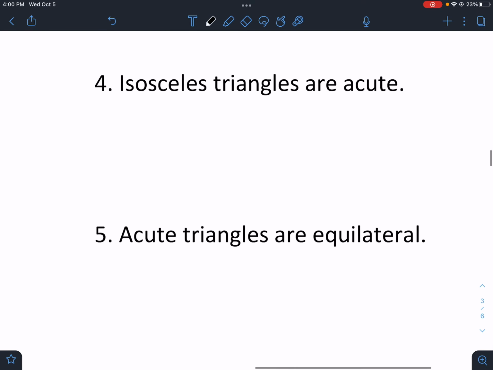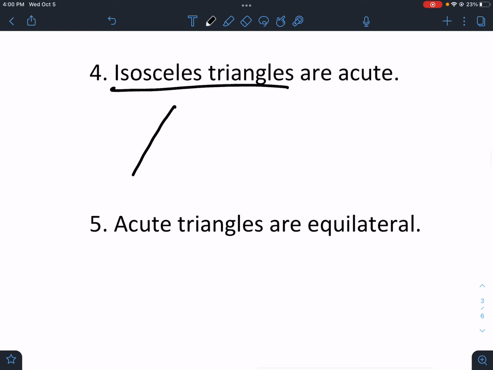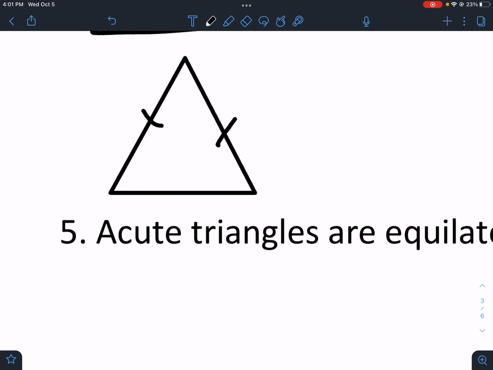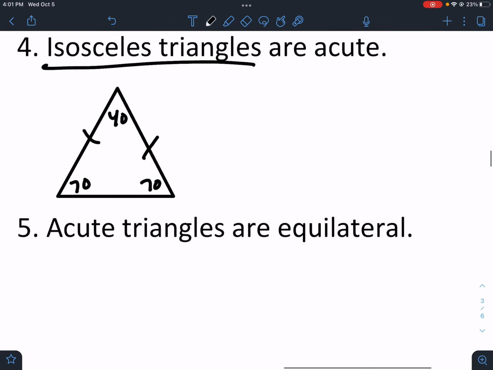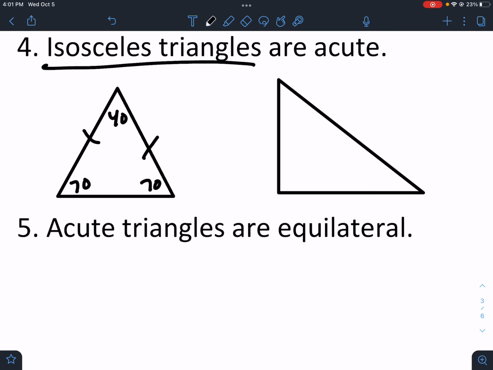Isosceles triangles are acute, so it's got to be isosceles. So can I have two equal sides and be acute? Yeah. Could it be like 70, 70? That'd be 140. Could it be like that? Would that be isosceles and acute? Sure would. Could it be isosceles and something else, though?